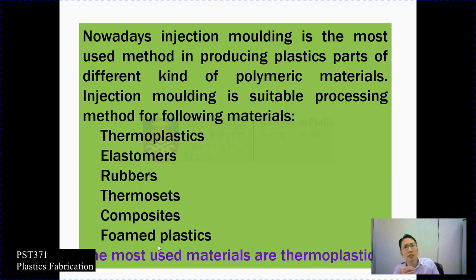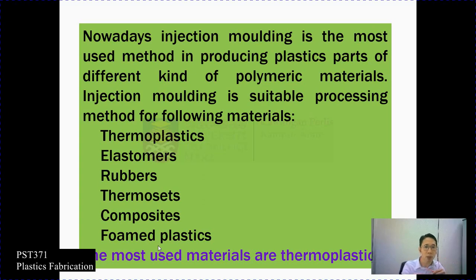Nowadays, injection molding is the most used method in producing plastic parts in different kinds of polymeric material. Injection molding is a suitable processing method for the following materials: thermoplastic, elastomeric material, rubber, thermoset, composite, and foam plastic. The most used material is thermoplastic itself.